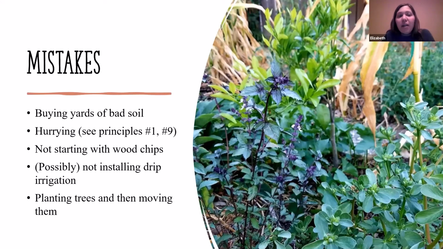The jury is out on the drip irrigation, whether that was a mistake or not. There are some problems with not having it, but I think there would also be problems having it. So that's still an ongoing experiment.